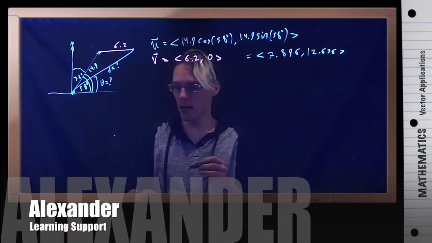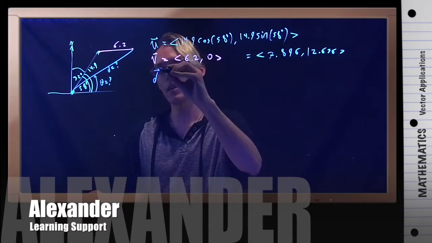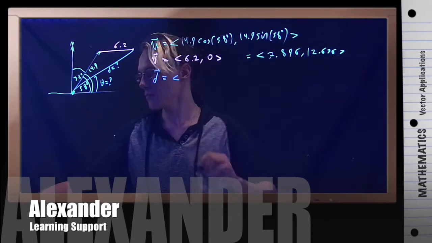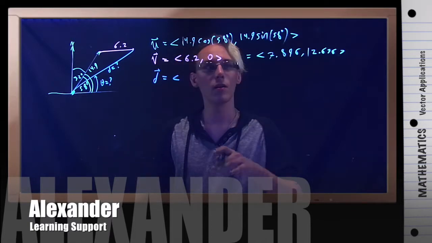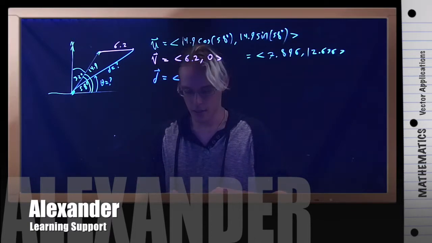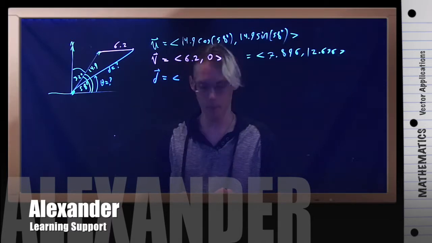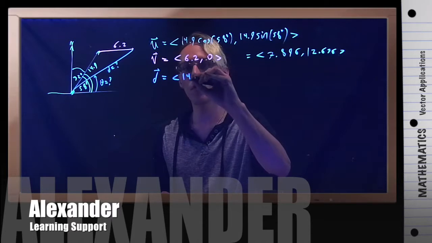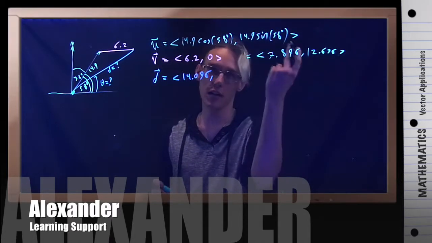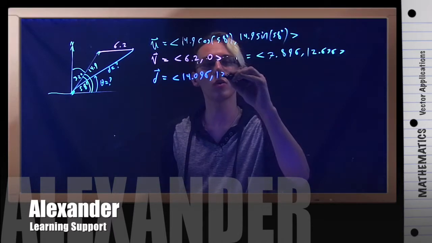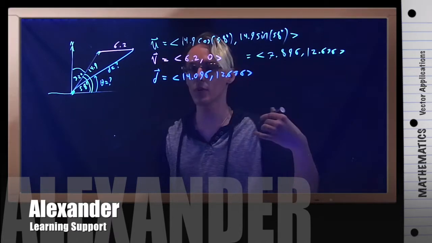Okay, now I'm simply going to add these up. So my d vector, if you like, my vector labeled d, I'll talk about what the distance is and how it's different in a moment. So when I add these up, I just get 7.896 plus 6.2 is equal to 14.096. And the y value, I'm just adding 0 to it, so it doesn't change at all. 12.636. So there's my vector.